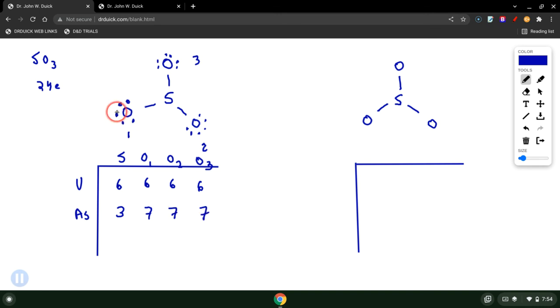1, 2, 3, 4. Oh, I'm missing one. 1, 2, 3, 4, 5, 6, 7. Right? 1, 2, 3, 4, 5, 6, 7. 1, 2, 3, 4, 5, 6, 7. So what's my formal charge? Well, this would be plus 3, minus 1, minus 1, minus 1. The whole thing equals 0, but there's an internal charge to the actual molecule.